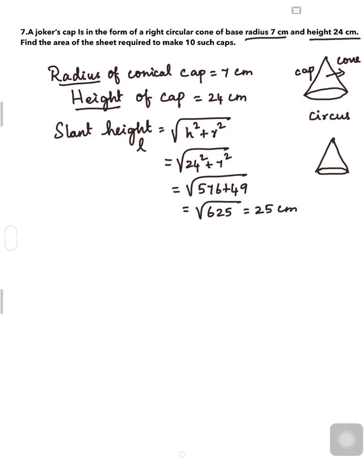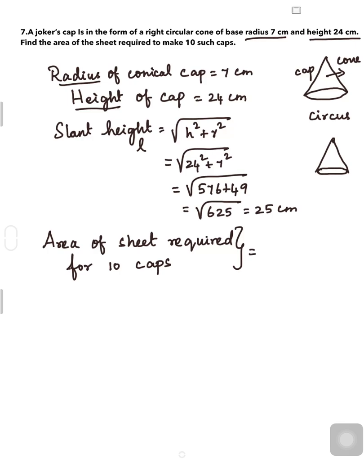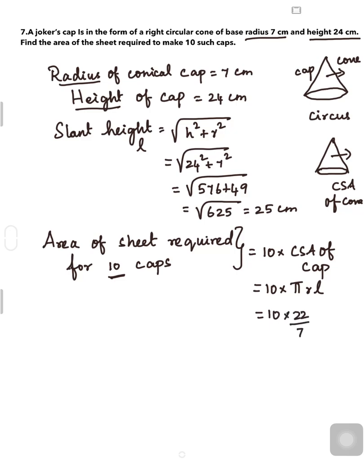Now what is the area of sheet required for making 10 such caps? So let us find area of sheet required for 10 caps. For each cap we need CSA of the cone. Yes, 10 such caps means we have to find 10 times CSA of the cap, because we need the area of sheet required for 10 caps. So 10 into what is CSA of the cap? Pi r L. So it is 10 into what is pi value? They didn't give you anything, so it means it is 22 by 7.